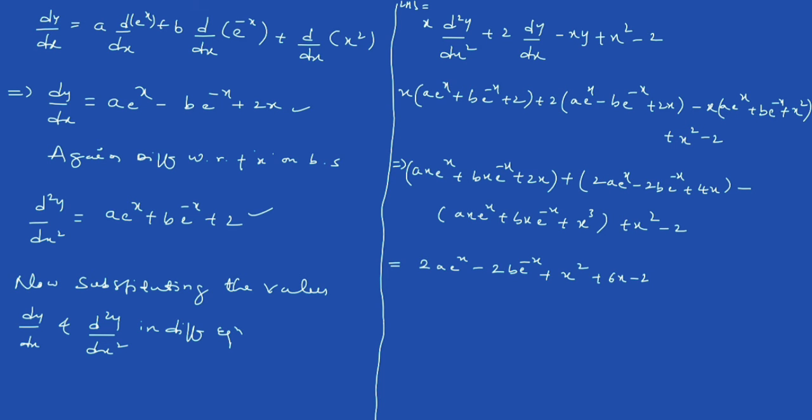These terms are positive, get cancelled. Again here these terms are negative, get cancelled. If you go on cancelling the positive and negative terms, you will get 2a e to the power of x minus 2b e to the power of minus x plus 6 plus x square plus 6x minus 2, which is not equal to 0. So what it implies, LHS is not equal to RHS. So hence the given function is not a solution.